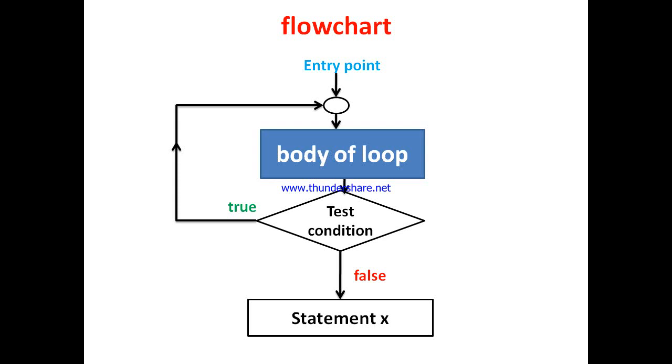Now in the flow chart, what happens is that at the entry point, the body of the loop is executed. After execution of the body of the loop, the test condition is checked. If the test condition is true, then again the body of the loop is executed. After execution, again the test condition is checked. If it is true, again the body of the loop is executed. So here it forms the loop, it is the do while loop, and this process is repeated as long as the test condition is true. But when the test condition becomes false, the loop is terminated and directly statement X, which is present outside of the body of the loop, is executed. This is the flow chart of the do while loop.